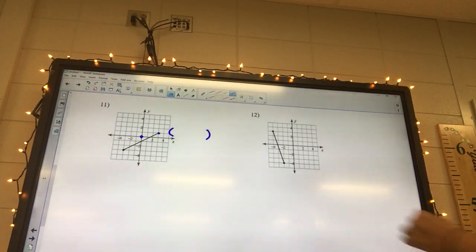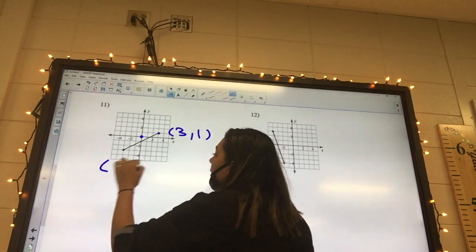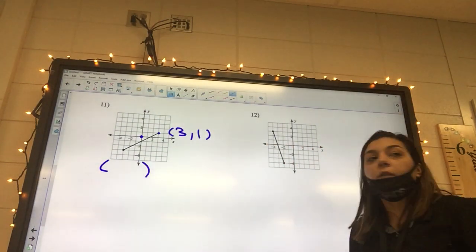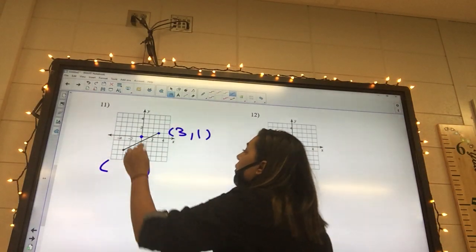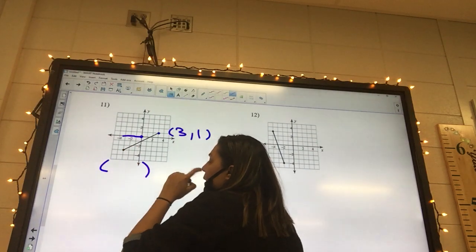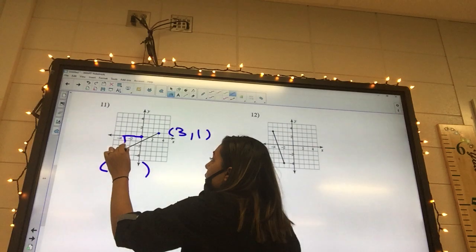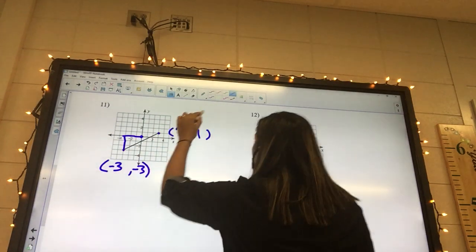Yeah, there you go. So over 3, and it's going to be up 1. Okay, what about the other one? How do we get to the other one? You go to the left 3, down 3. So we go 1, 2, 3 to the left. Is that going to be plus 3 or minus 3? Negative 3. And we go 1, 2, 3 down, so negative 3 again.